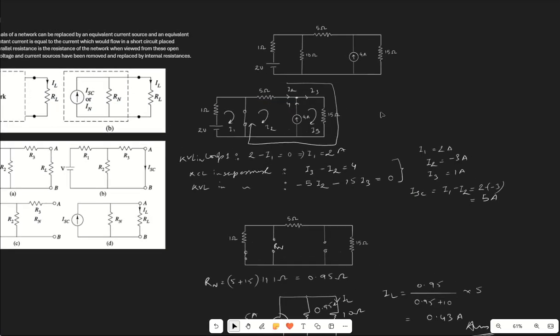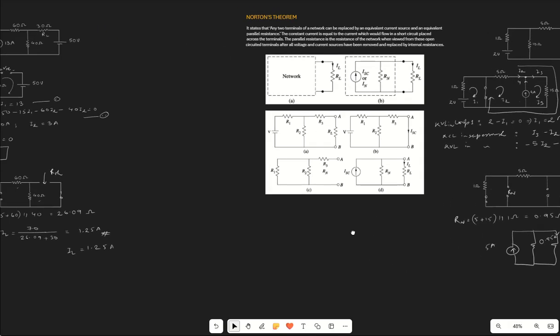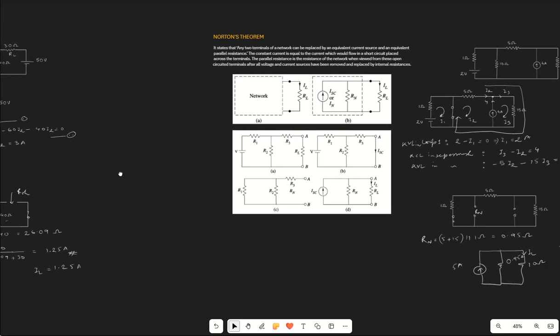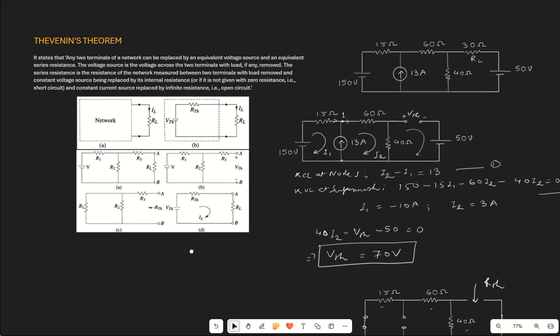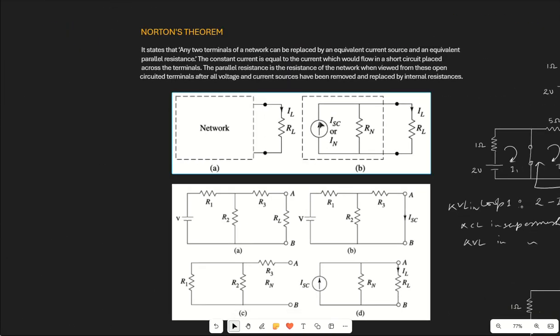What we have learned is that any circuit can be converted into a simpler network. There are two types of network. One is Thevenin network, the second one is Norton network. In Thevenin network, the simpler network will be a voltage source and a series resistance, and in Norton network it will be a current source and a parallel resistance. So we can convert any complex circuit into a simpler network like this and then solve our numericals. I hope you have understood what is Thevenin and Norton and how we can minimize the circuits using them and do our calculations.